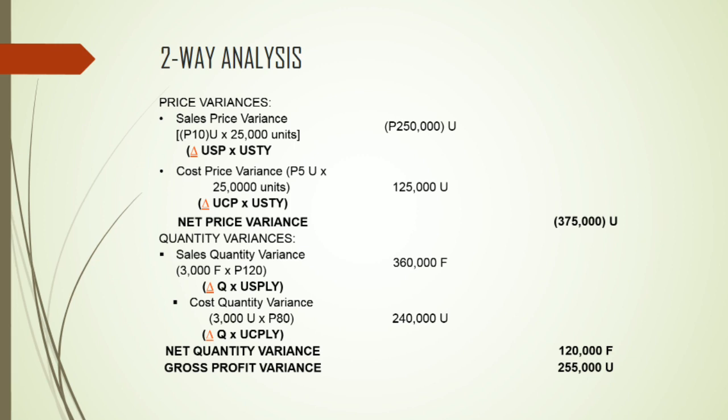So since the SQV is favorable and our CQV is unfavorable, we will subtract them and we will be getting 120,000 favorable. Again, the value of 360,000 is higher, so we followed the favorable. And lastly, to get the gross profit variance, we have 375,000 minus 120,000 favorable. We will be getting a negative 255,000 unfavorable, just like what we had for the gross profit earlier.